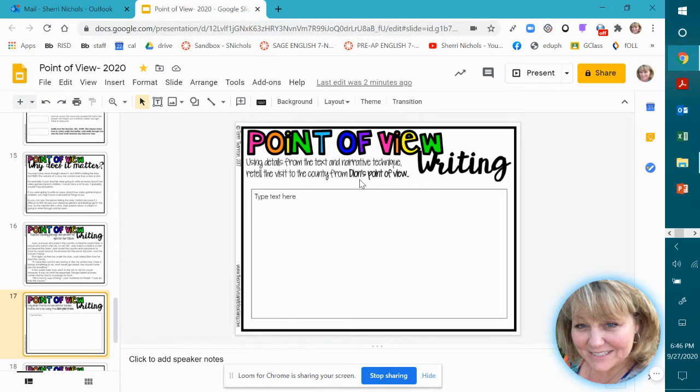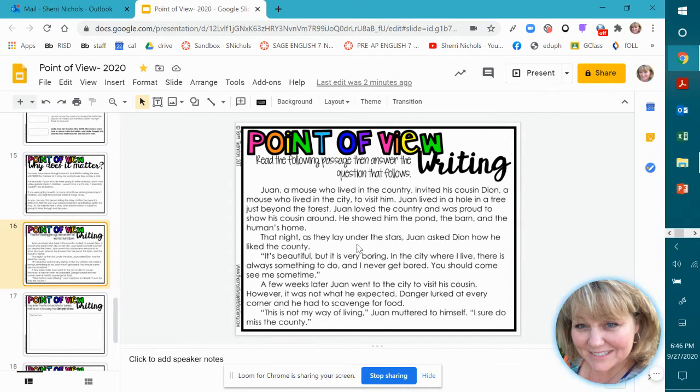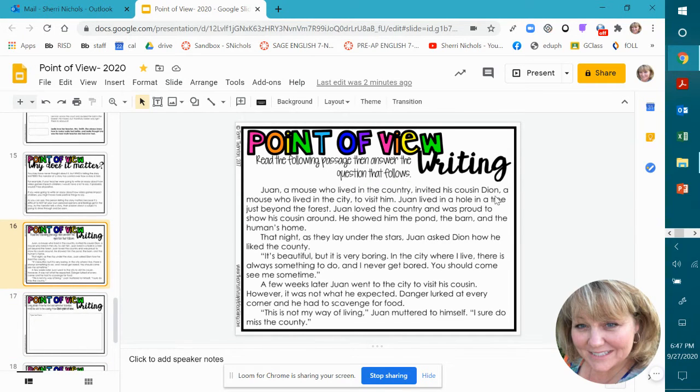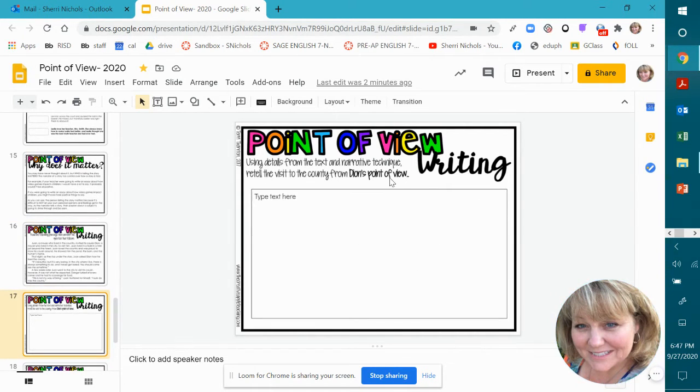So use the details from the text and narrative technique. Retell the... So on this one, you're supposed to read the story about Juan. Sorry, I skipped this one, but read the story about Juan, and then you're going to answer the question that follows. So after you read the story, using the details from the text and narrative technique, retell the visit to the country from Dion's point of view. So you're going to tell it from Dion's point of view.